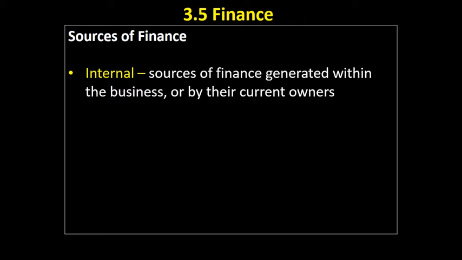Sources of finance, as the name suggests, are places that a business can get money from. You need to be able to distinguish between internal and external sources of finance. Internal sources of finance are generated within the business or by their current owners. So this could be by selling off assets that the business has, that would provide them with some money, or by their current owners investing more money. That would be considered internal finance as well.